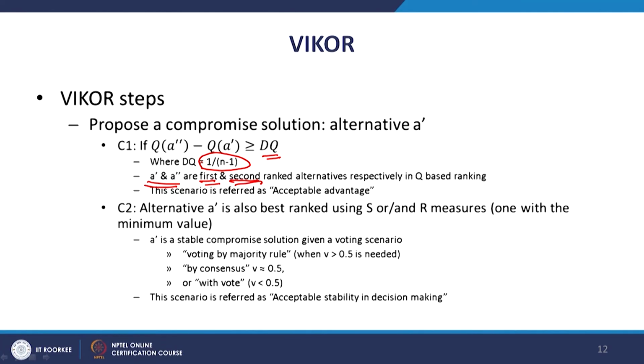Then there is condition 2, which should also be satisfied. So at this point we would like to stop here in this lecture, and in the next lecture we will continue our discussion on this part. We will talk about what the condition C2 is, and what happens if one of these conditions is not satisfied, then how we determine the compromise solution. We will discuss all this in the next lecture. Thank you.